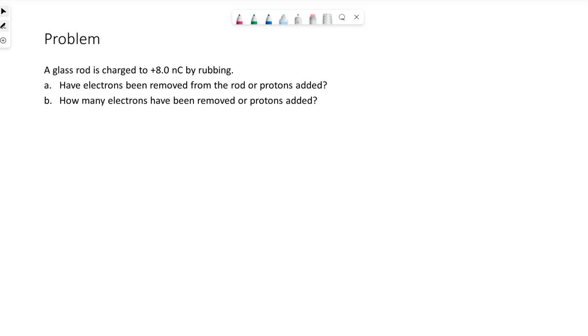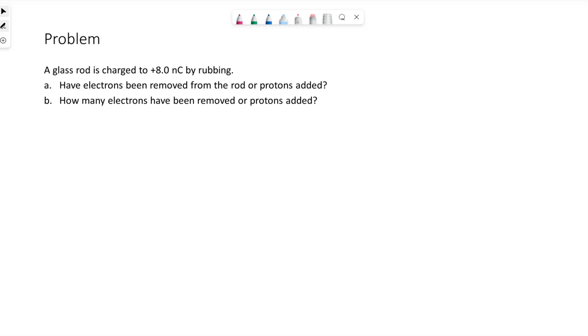We have an example problem here. A glass rod is charged to positive 8 nanocoulombs by rubbing. So question A, have electrons been removed from the rod or protons added? Question B, how many electrons have been removed or protons added?